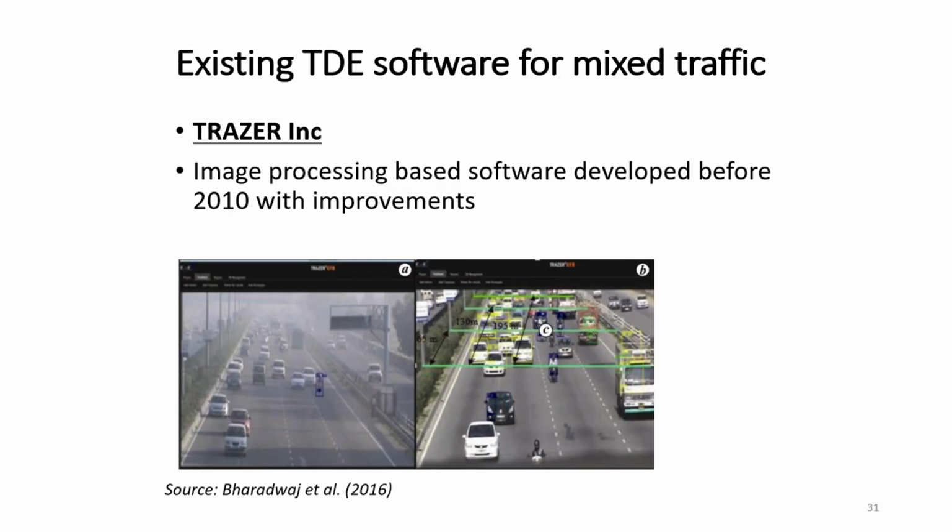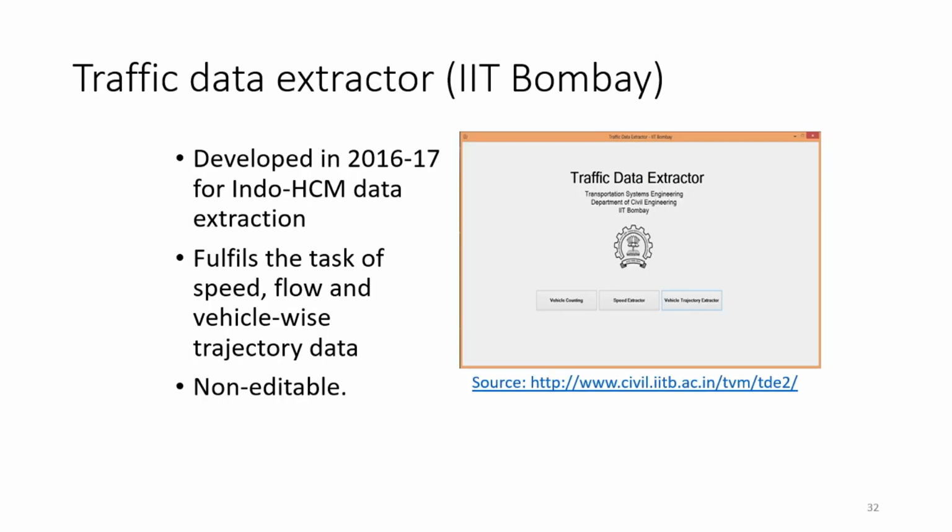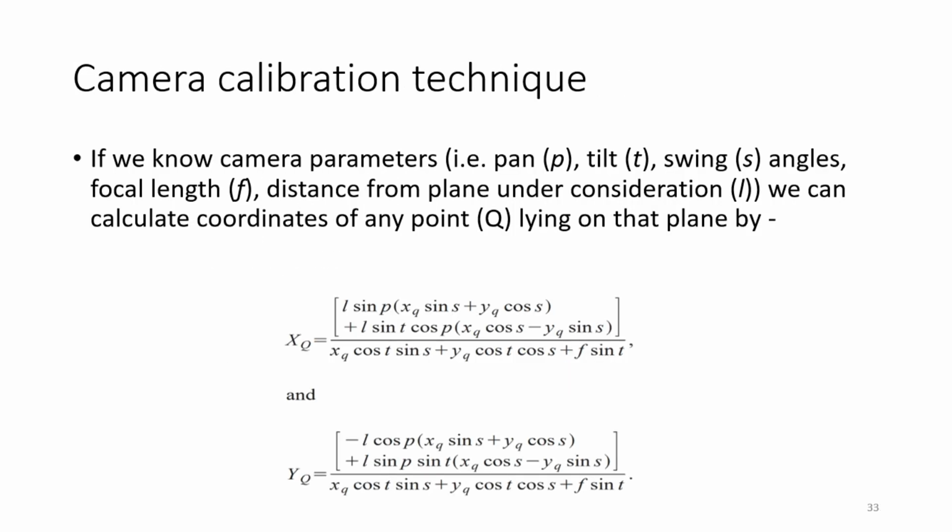So once you have the video, the vehicle trajectory has to be extracted manually. Either there is a tool available in the public domain, or you can write your own code. Even MATLAB has a lot of inbuilt image processing tools, so you can use that also to extract the trajectory data.